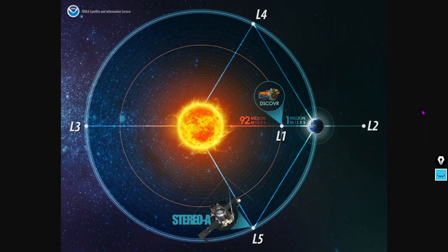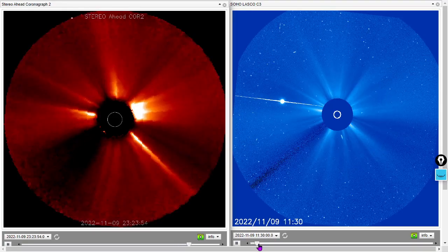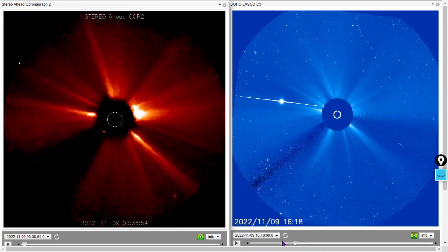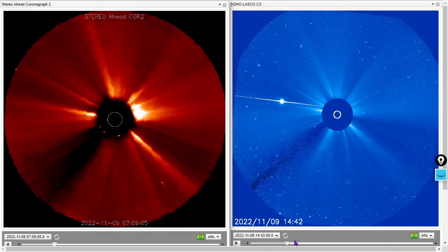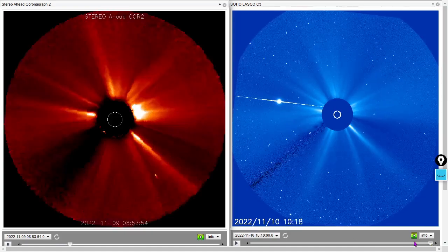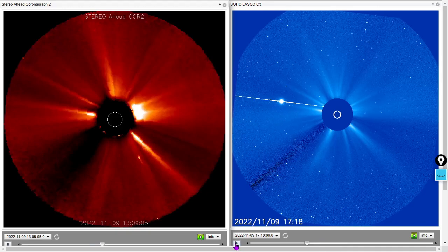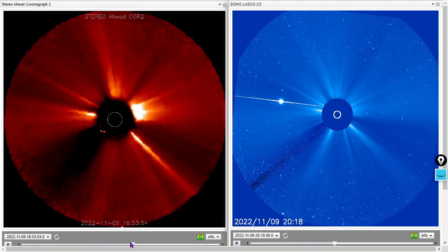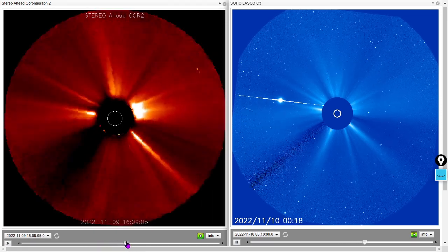And let's take a look at some more views here from STEREO-A at Lagrange 5 and the SOHO LASCO C3 at Lagrange 1. So interestingly enough, you'll see this comet dive in, and then you see Mercury come out. Looks like that comet did not make it. Oh, you can actually see, it looks like it's breaking up there from STEREO-A. Check it out. You can actually see it. It looks like it broke in two. Nice.